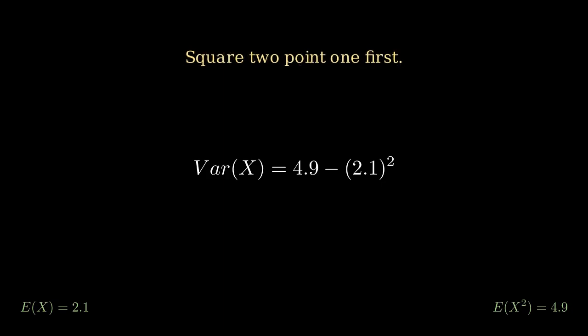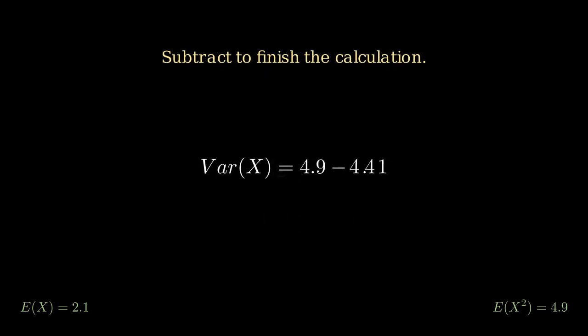Let's work out that squared term first. 2.1 squared equals 4.41. Now let's subtract to finish the calculation. 4.9 minus 4.41 equals 0.49. So the variance of x equals 0.49.